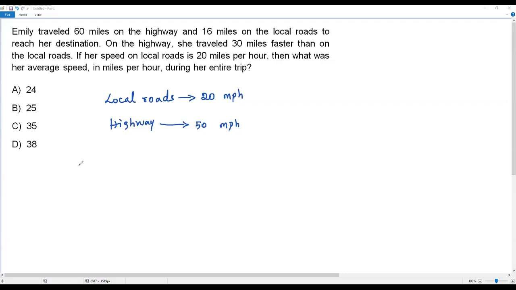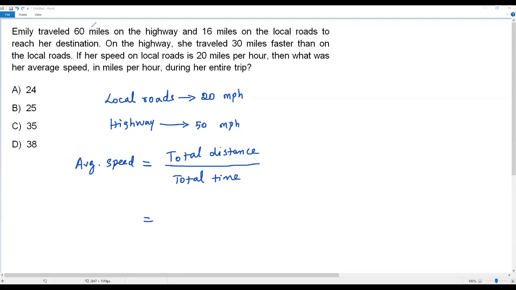There is actually a formula to find the average of two different speeds. Let me write the formula here. The formula to get average speed for an entire trip is to divide the total distance for the entire trip by the total time taken for the entire trip. To get the total distance, we just have to add the number of miles on the highway, that is 60, and the number of miles on the local roads, that is 16. So 60 plus 16. This is the total distance.